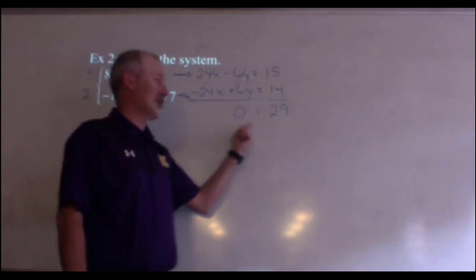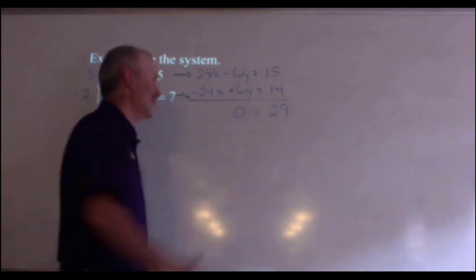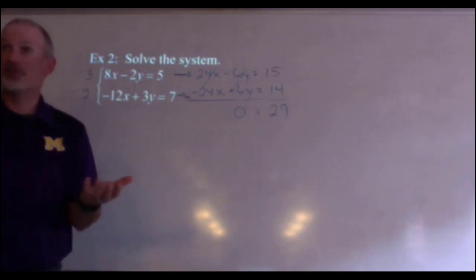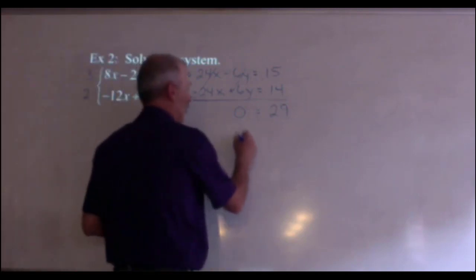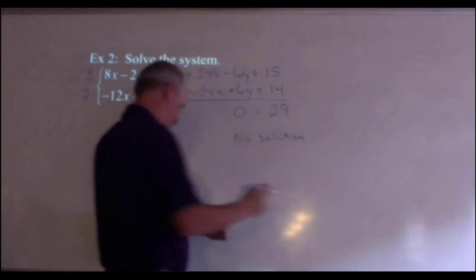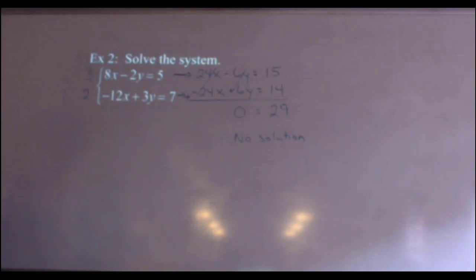So is this true? Does 0 equal 29? No, not in this universe. Okay, so 0 does not equal 29. And so that tells us, is there any way to make 0 equal 29? And the answer is no. So this tells us there's no way to do this. There is no solution in this particular problem. Okay, so no solution to that one.